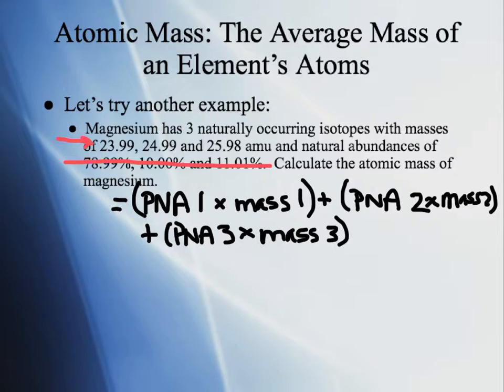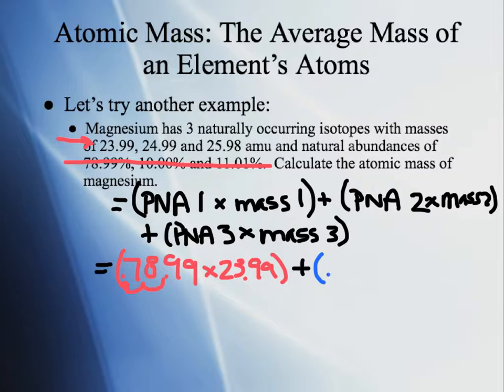All right, so that's exactly what we're going to do. We're going to take the percent natural abundance of isotope number 1, which is 78.99. Remember we need to convert that to a decimal, so we're going to move that decimal over 2 times to the left. So 0.7899 times its mass, 23.99. And we're going to add it to number 2, which has a percent of 10%.